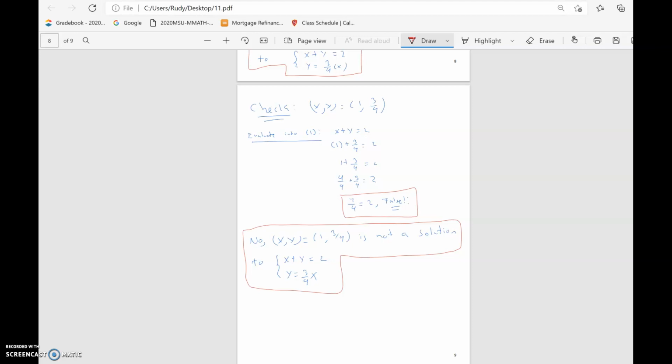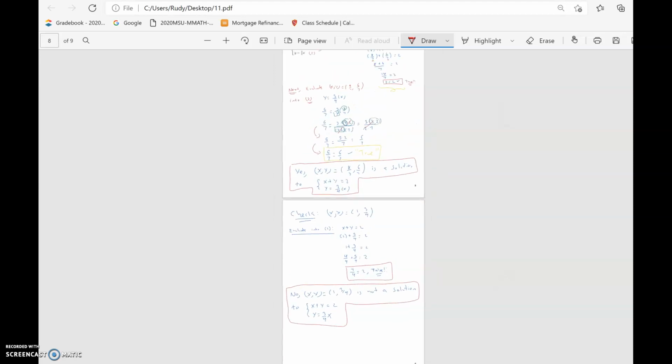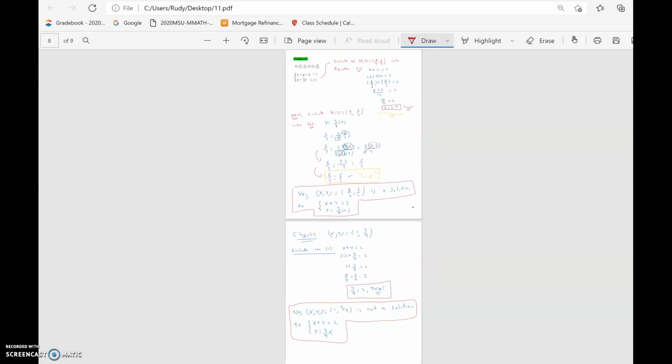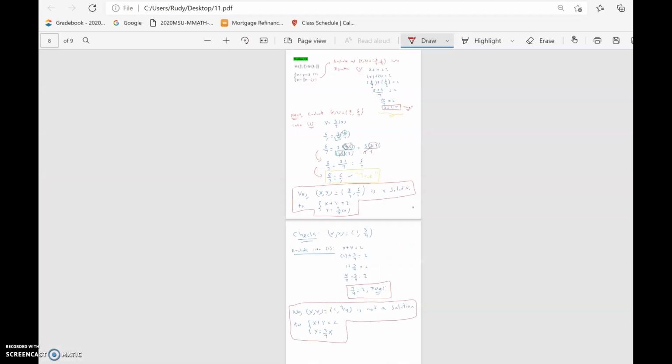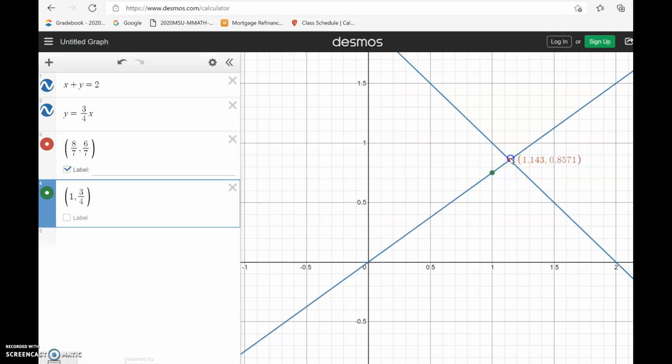Now, let's take a look at this particular system, and I'm going to graph it. The Desmos link is on the module. Here's your first equation, x plus y is equal to 2. Second equation, y is equal to 3/4 of x. And then your two coordinate points. Notice that for the first coordinate point, algebraically, we obtained true statements on both of these. So yes, that's your first coordinate point stated as a decimal. It's the solution. It's actually on both equations. The second one failed one of the equations.